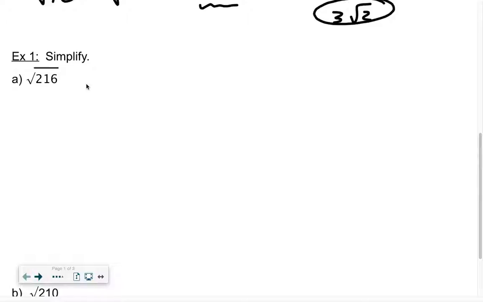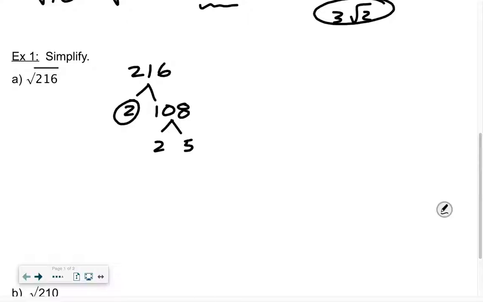What we want to do first is start by doing the prime factorization of that number. So 216. If we look at the prime factorization of 216, we know that 2 is a factor for sure. And if we factor out 2, we're left with 108. 2 is prime, so we're done there. Let's go to 108. 2 and 54. 2 is a prime number, so we're done there.